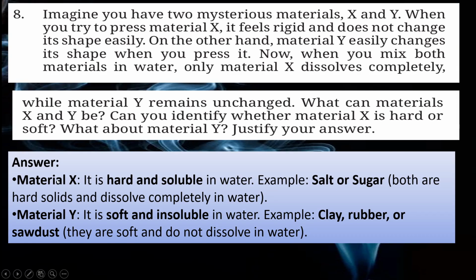Justify your answer. Answer: material X is hard and soluble in water. For example, salt or sugar. Both are hard solids and dissolve completely in water. Material Y is soft and insoluble in water. For example, clay, rubber, or sawdust. They are soft and do not dissolve in water.